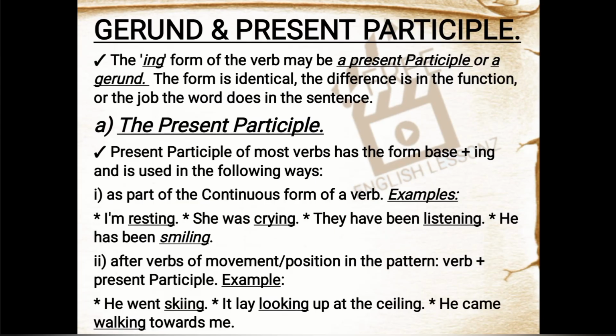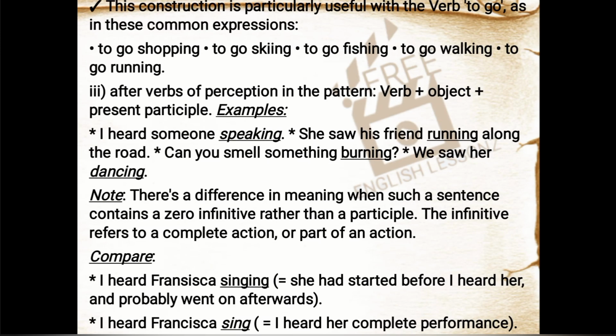2. After verbs of movement or position, in the pattern verb plus present participle. Example: he went skiing. It lay looking up at the ceiling. He came walking towards me. This construction is particularly useful with the verb to go, as in these common expressions: to go shopping, to go skiing, to go fishing, to go walking, to go running.